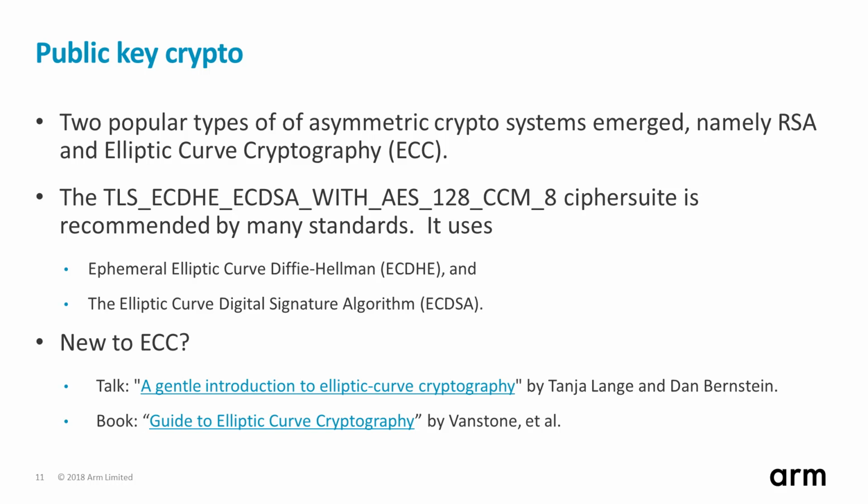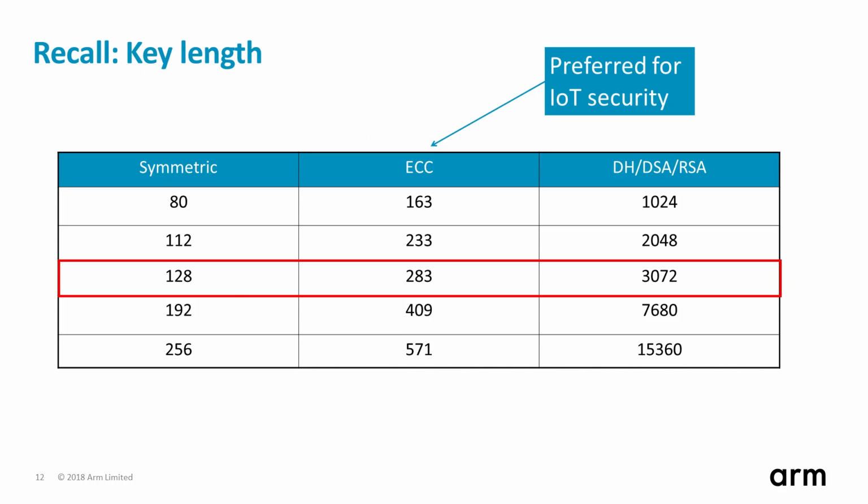If you want to learn more about how elliptic curve cryptography works, I've included two resources here, one talk and one book. If you look at the red box, then you will see that elliptic curve cryptography uses much shorter key sizes than RSA-based crypto systems with the same strengths. A shorter key size here means much less data to exchange. Hence, elliptic curve cryptography is preferred for IoT security.